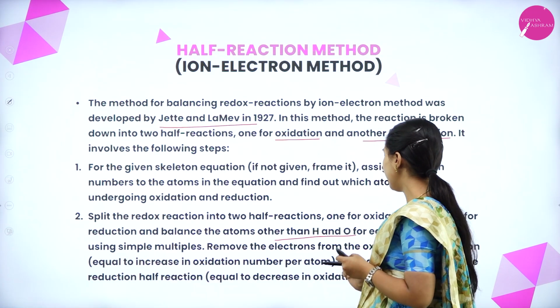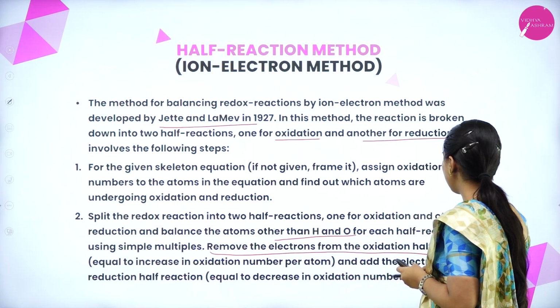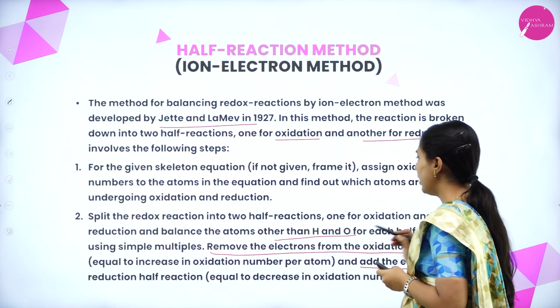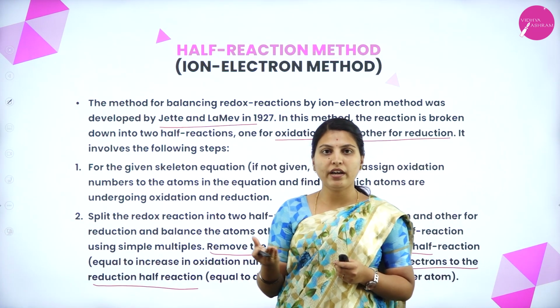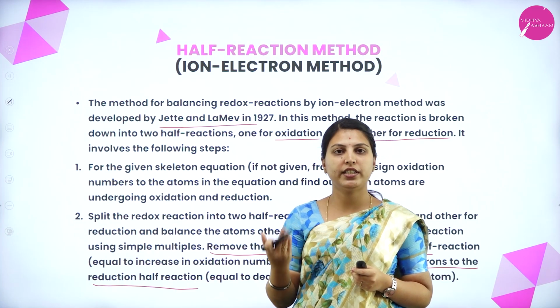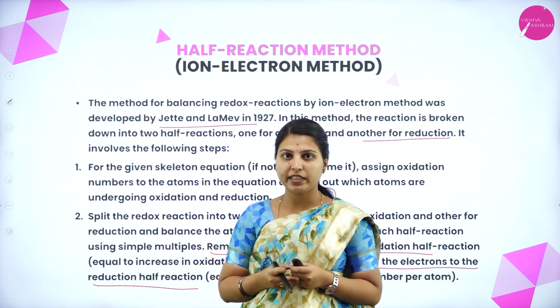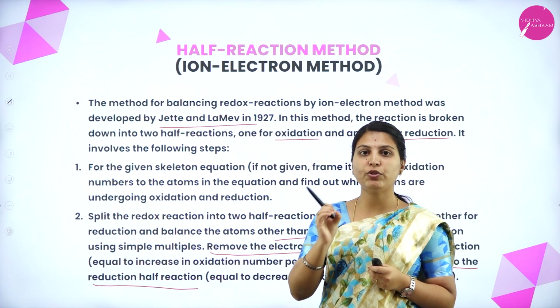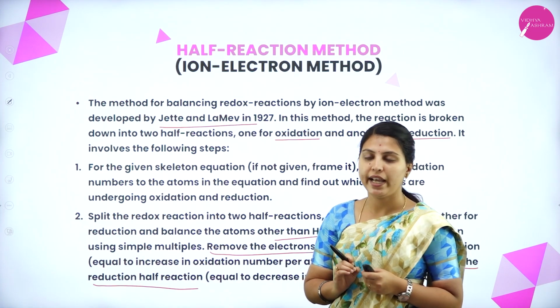Step 3: Remove the electrons from the oxidation half reaction and add the electrons to the reduction half reaction. See here, you have already separated the oxidation half reaction and the reduction half reaction, and you are equalizing the atoms other than hydrogen and oxygen. How do you do this? In the oxidation reaction, you have to remove the electrons. To the reduction reaction, you have to add the electrons.